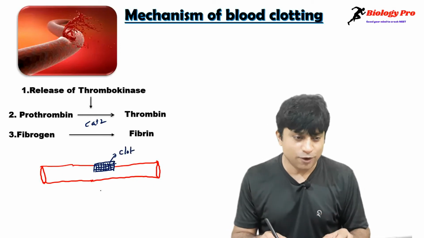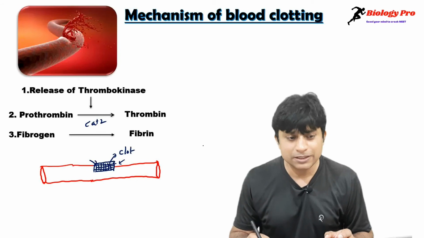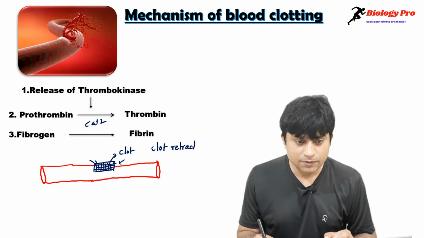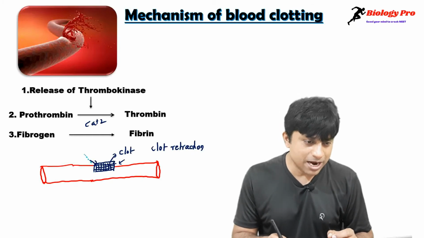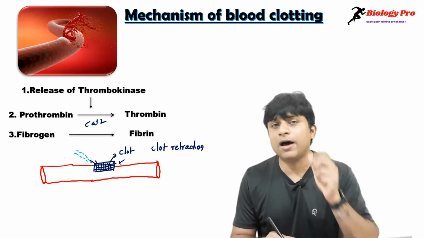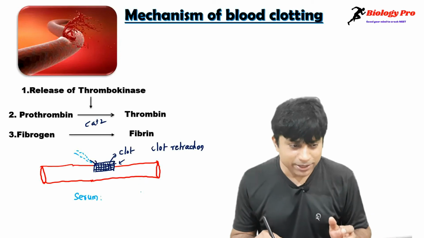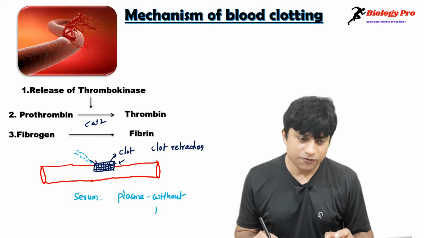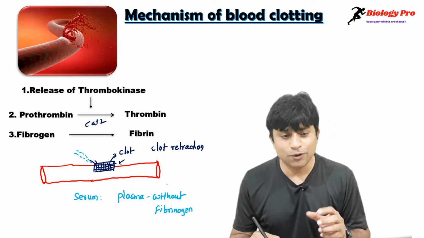Now once the clot is formed, from the ends of the clot it starts contracting after a few minutes. This is called clot retraction. After clot retraction, a fluid starts coming out from the clotted part. This is called serum. The serum is plasma without fibrinogen. Plasma without fibrinogen is the serum. It doesn't clot. So this is what we call clot retraction.